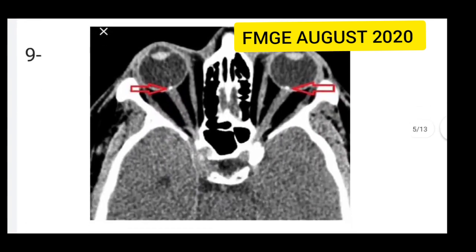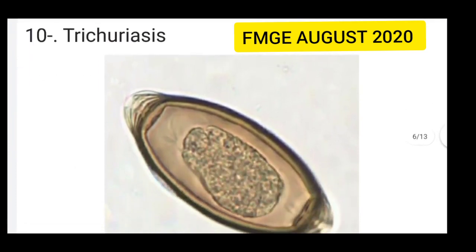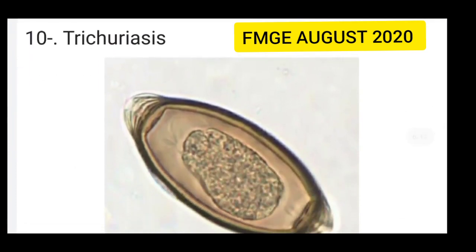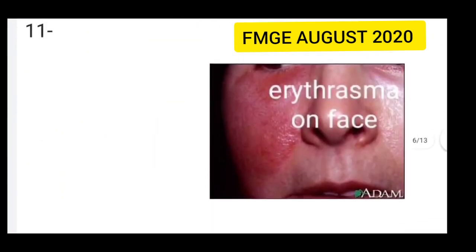Next one, they will give the computed tomography of the optic nerve. In this, the pathology mainly present is gliomas. Next one, questions from microbiology. They have asked about this image. This is trichuriasis.